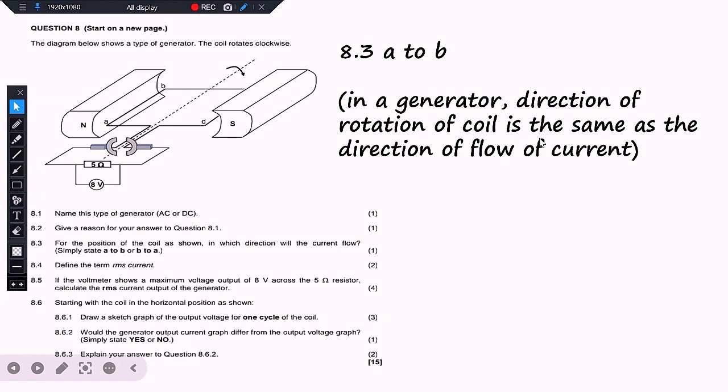But note that this only happens for a generator. For a motor, it is opposite. If the direction of rotation of the coil is clockwise, then the current would flow anti-clockwise, right? So note that for the motor, it's different. And for the generator, it's always in the same direction. So this is an easier way to remember that, other than just having to do that stupid thing with the left hand and the right hand.